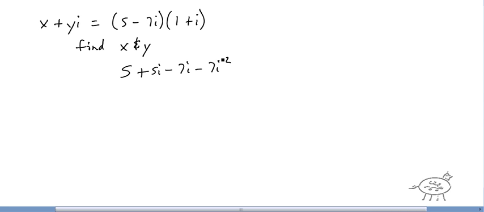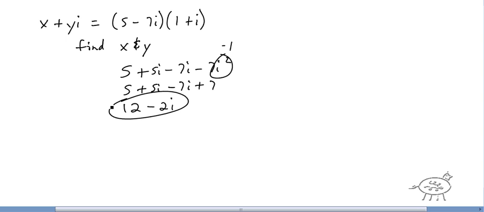And just remember, i squared is negative 1, so it's really 5 plus 5i minus 7i. And since this is negative 1, it's plus 7, right? Because negative 7 times negative 1 is positive 7. So you wind up getting 12 minus 2i. Notice it is in standard form. And then, of course, the answer to this problem, what is x? Well, x is the real part, so x equals 12. y is the imaginary part, so it's negative 2. Not negative 2i, it's just negative 2. All right, so that's that one.